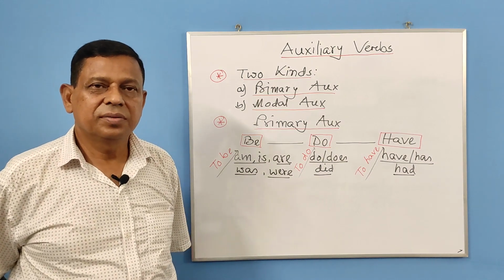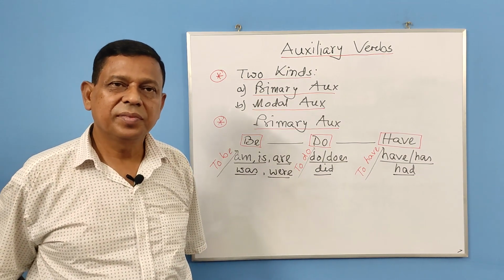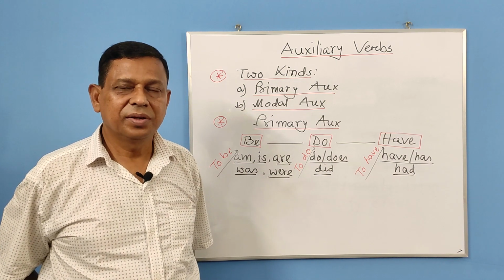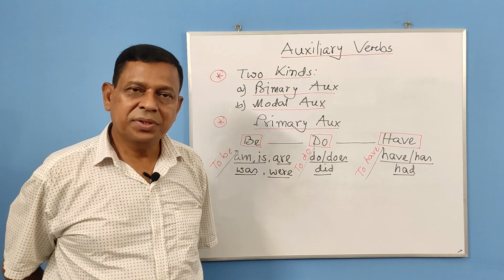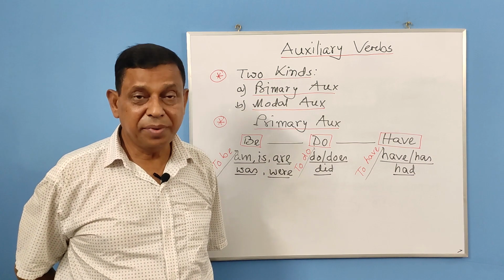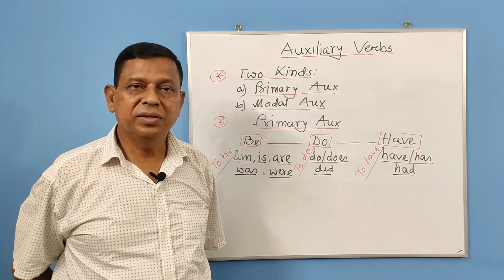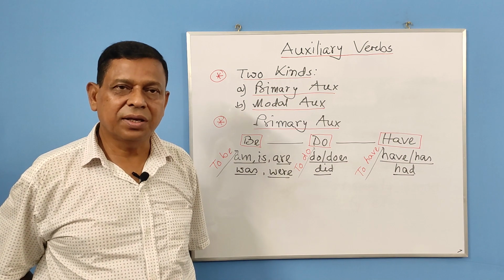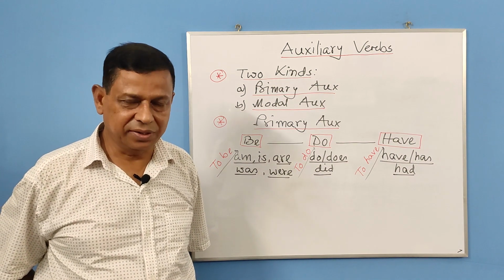Hi viewers, my today's topic is auxiliary verbs or helping verbs. Auxiliary verbs are of two kinds, primary auxiliary and modal auxiliary. Let us discuss primary auxiliary first.